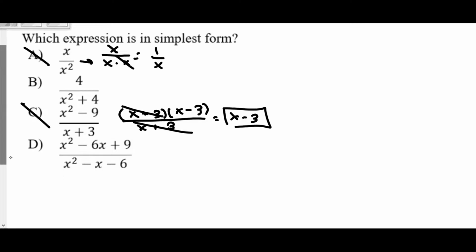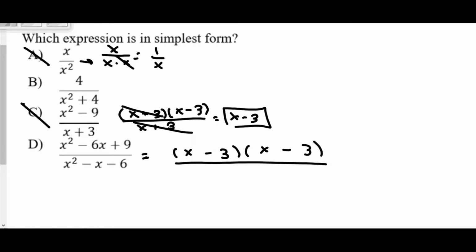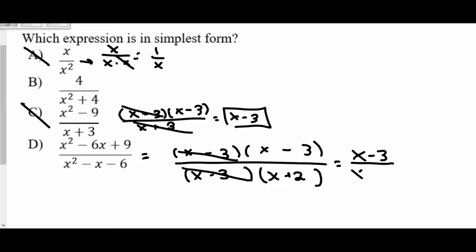X squared minus 6x plus 9. That can be broken up into x minus 3 times x minus 3, and x squared minus x minus 6 can be broken up into... And when you factor x squared minus x minus 6, you get x minus 3, x plus 2. You have an x minus 3 in the top and x minus 3 in the bottom, so you're left with x minus 3 over x plus 2. Obviously, that was not fully simplified, so you can cross that out.